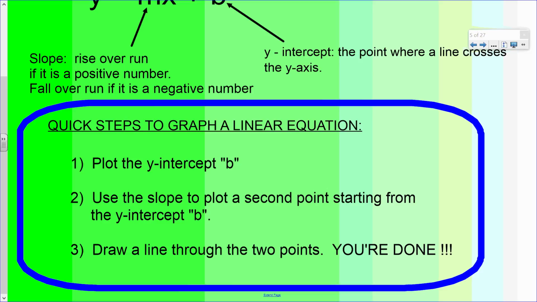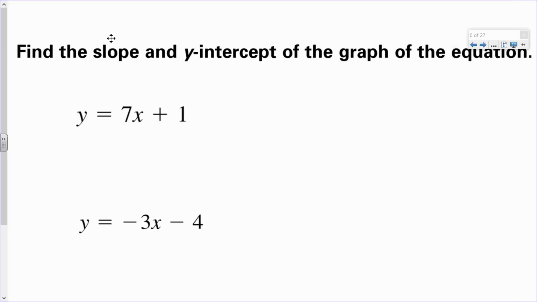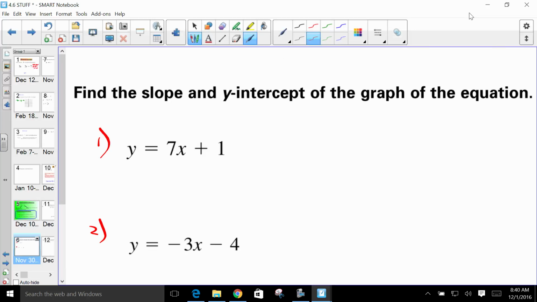So example 1. I'll post this on Google Classroom, so don't worry. On your notes, I'm going to write example 1 and 2 with a simple mission statement up there on top. Find the slope and y-intercept of the graph of the equation. Give you a few seconds to copy this down.